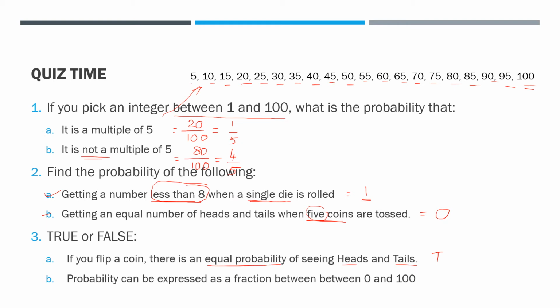Now, next question. Probability can be expressed as a fraction. Of course, it can be expressed as a fraction. Between 0 and 100. Okay, this sounds interesting. The probability fraction is between 0 and 1. It's not between 0 and 100. So probability is between 0 and 1, and so this is false. I hope you also got these answers right.